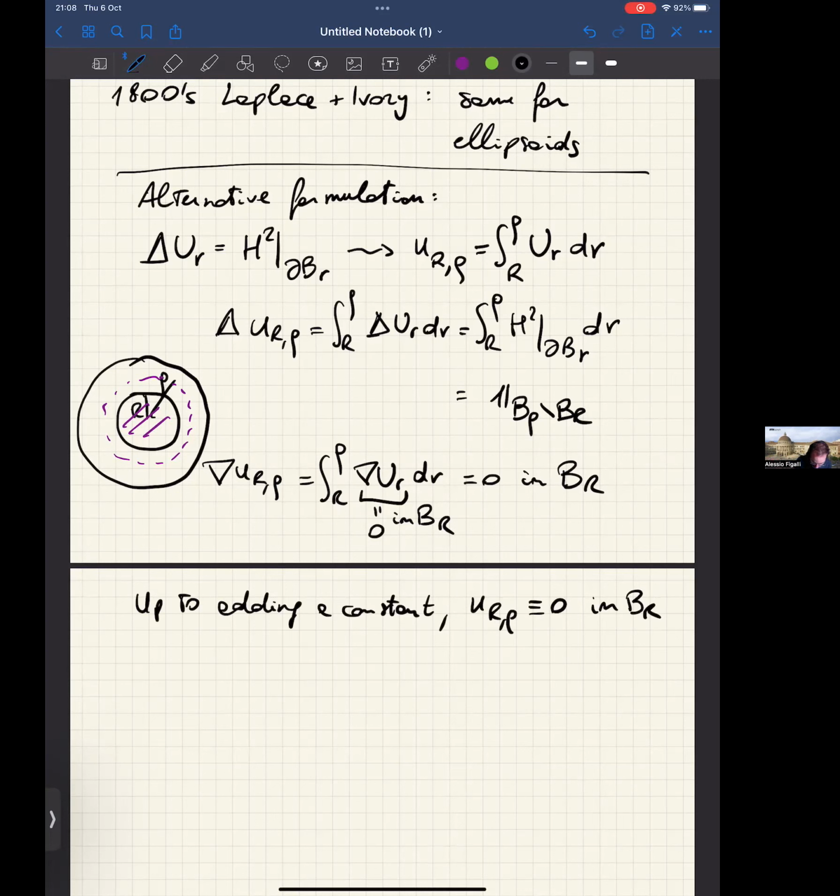And so if you let rho go to infinity, what will you have? You will have a function U_R, which will be identically 0 in B_R. And then the Laplacian of U_R will be equal to the indicator function of the complement of the ball, okay?